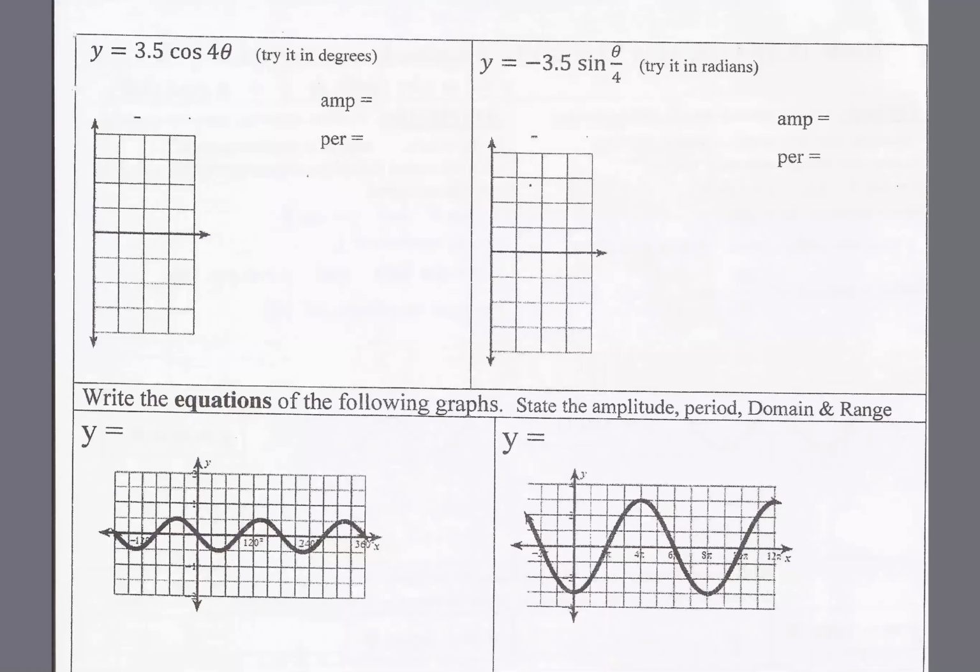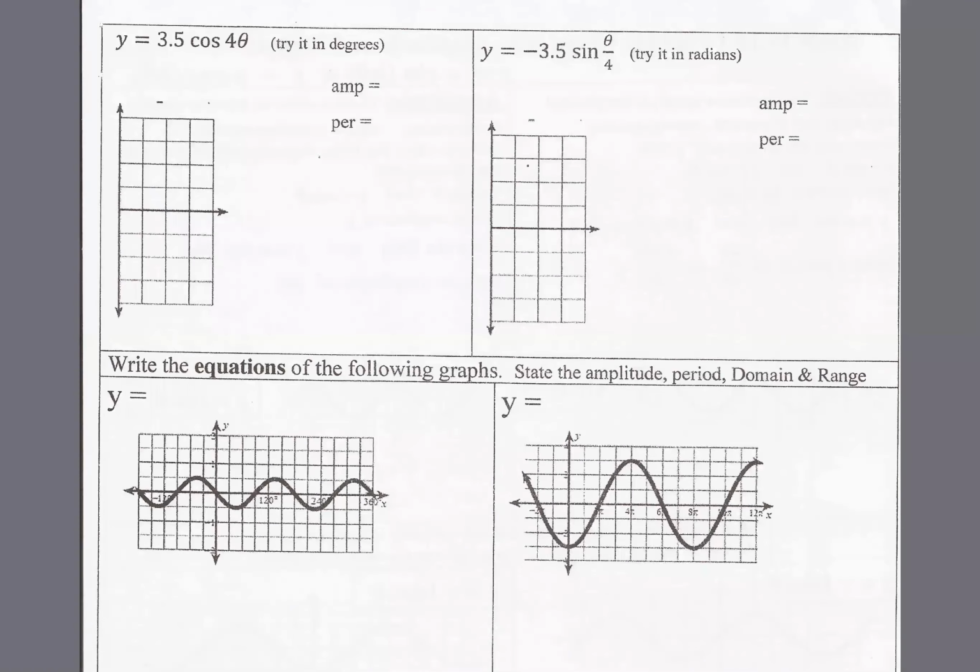That was super quick. All right, so right here, amplitude is the absolute value of 3.5, which is just 3.5. We're in degrees, so the period is 360 over b. My b is 4, so my period is just 90 degrees. And then to find my scale, I'm going to take 90 and divide by 4, which gives me 22.5. It's okay to have decimals. Sometimes you have decimals.